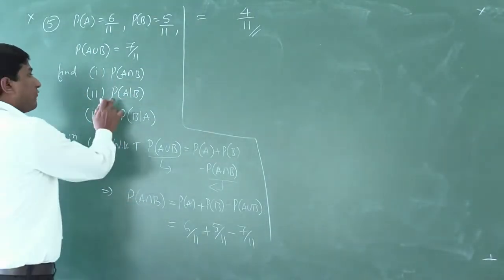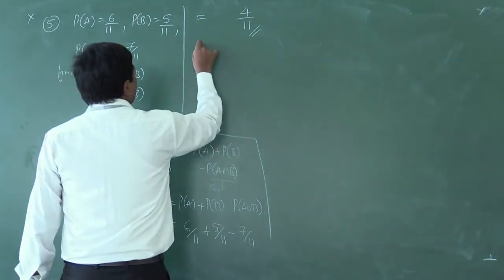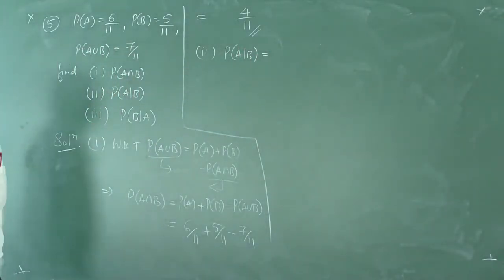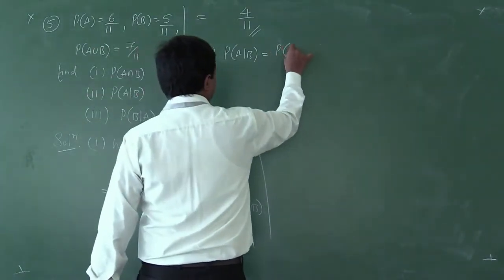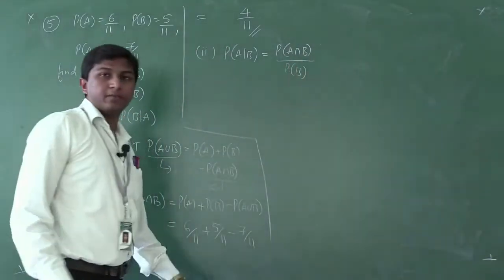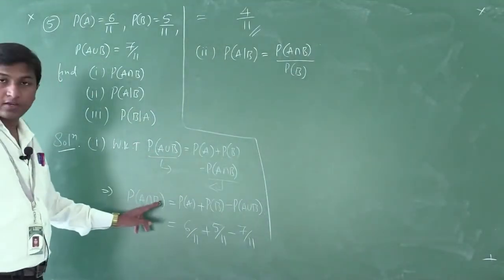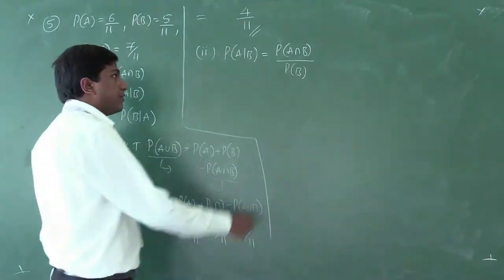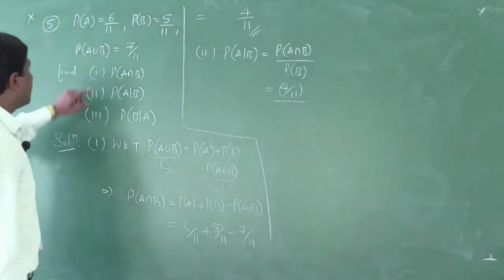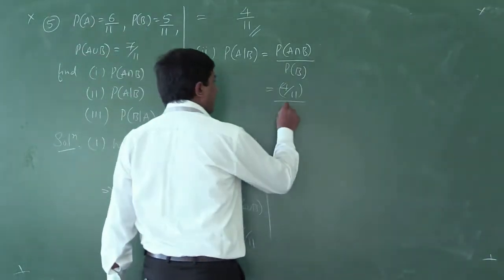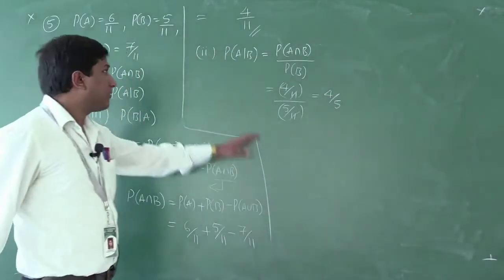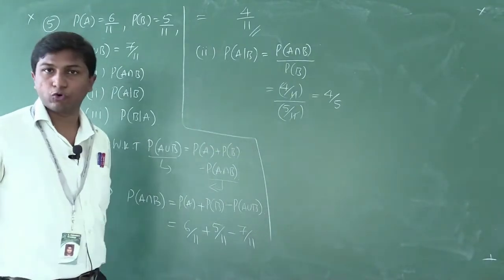Next, find out the value of P of A bar B. What is the formula of P of A bar B? It is P of A intersection B by P of B, right? What is P of A intersection B? Just now we calculated it to be 4 by 11. I'll substitute it here. So 4 by 11 divided by P of B. P of B value is given to be 5 by 11. So 11 and 11 cancel. We have 4 by 5. Value of P of A bar B is 4 by 5.